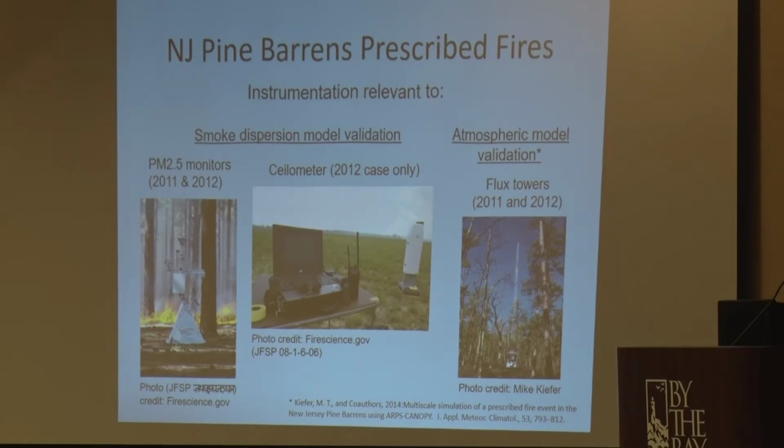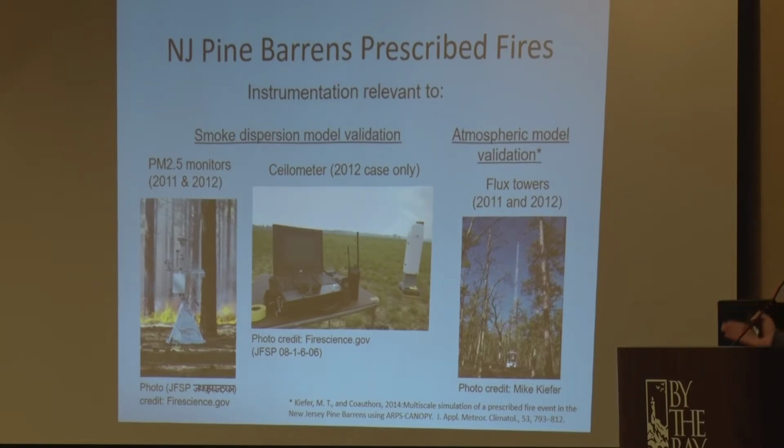A ceilometer was used in 2012, which gives us estimates of plume height and also concentrations within the boundary layer. But that was only in place for 2012, not for 2011. And then I mentioned there was an atmospheric model validation component, so we had these instrumented towers measuring a number of things, such as wind speed, from which we're able to compute turbulence.